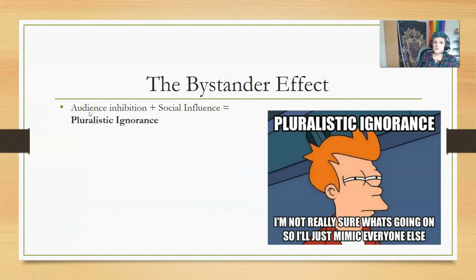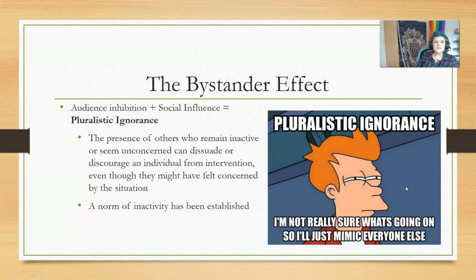Audience inhibition plus social influence combines to create pluralistic ignorance. Now, this is when the presence of others who remain inactive or seem unconcerned can dissuade or discourage an individual from intervention, even if they might have felt concerned about the situation. So basically, you don't want to look silly in front of other people, so that's the audience inhibition. Then the social influence is no one else is helping, so this creates pluralistic ignorance. This norm of inactivity has been established, and you don't want to break this social norm.